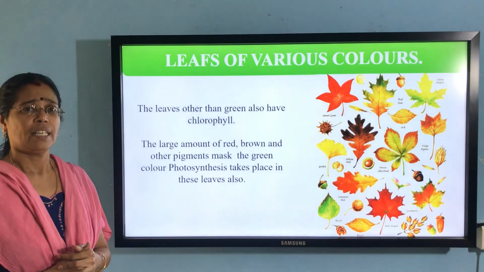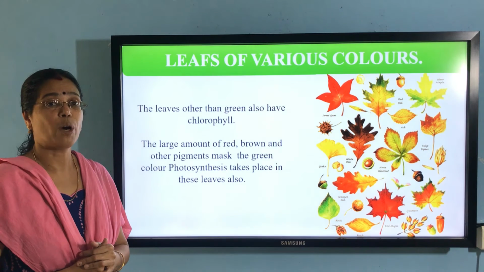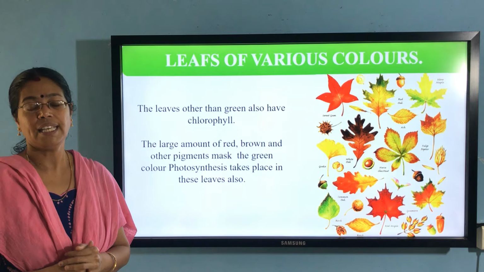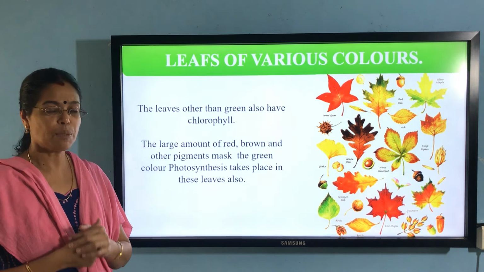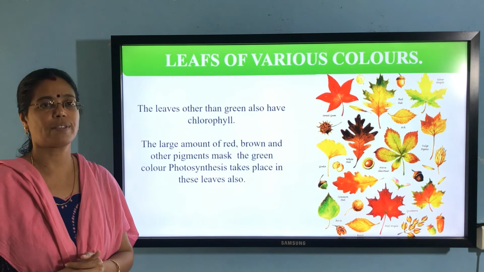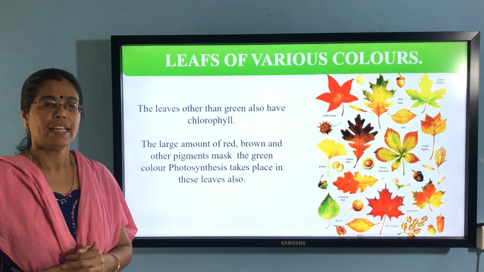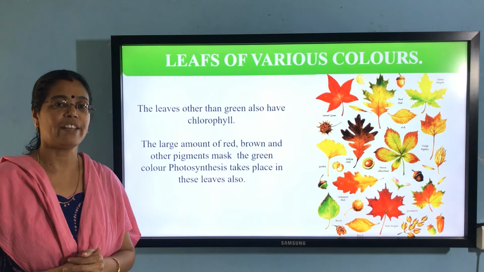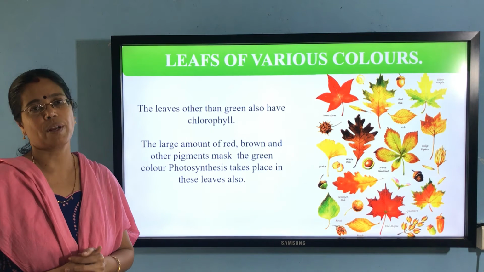The plants with other colored leaves, that is, a large amount of red or brown colored leaves, also contain chlorophyll pigment. Here the large amount of this other pigment masks the green color. These plants also contain chlorophyll pigment and also perform the photosynthesis process. In some desert plants, like cactus, the leaves are modified into spines and the stem is modified into a leaf. In this plant, the stem performs the photosynthesis process.